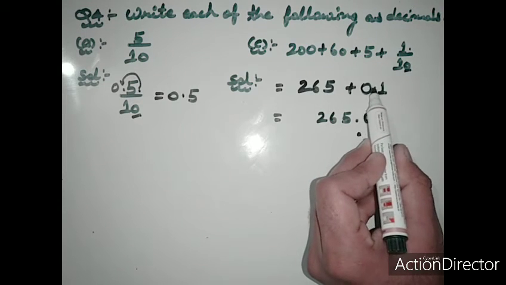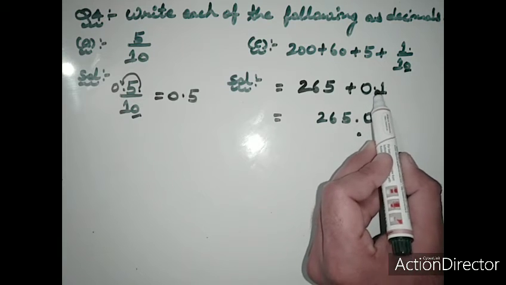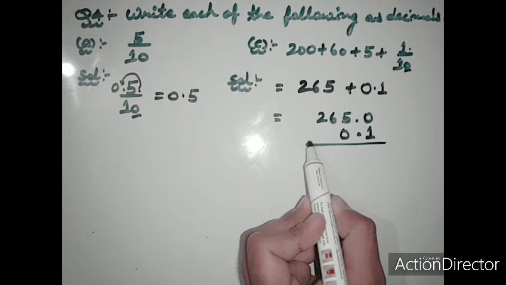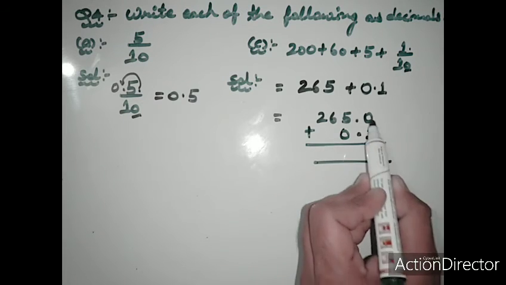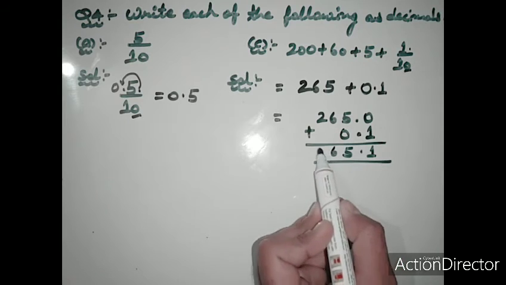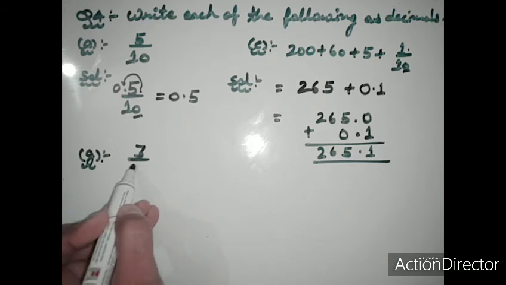What is the decimal here? 0.1. And what is the number before decimal? 0. After decimal 1. After that we add these both numbers, right? 0 plus 1, 1, 5 plus 0, 5, here we write 6 and here we get 265.1. Now we solve G part of this question, and the question is 3 upon 2.